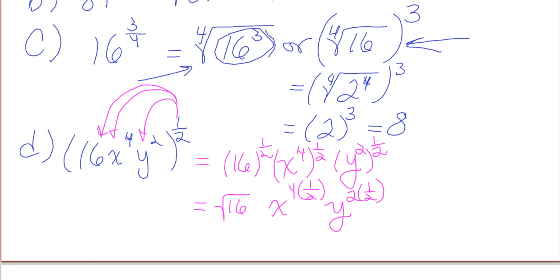That's nice. So I'm going to do some cancellation here. 2 divided in half is just going to be a 1. And then 4 divided in half is just going to be a 2.